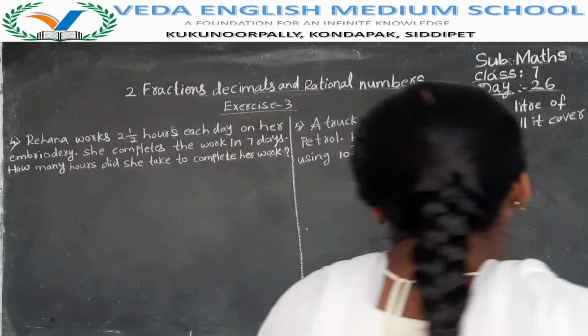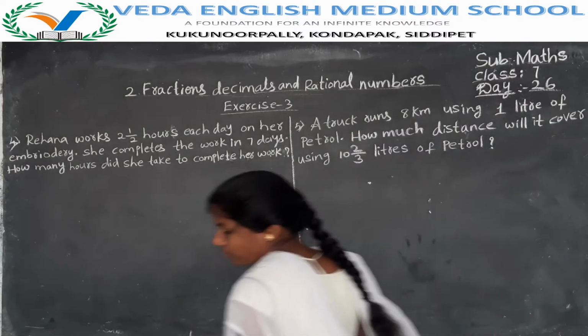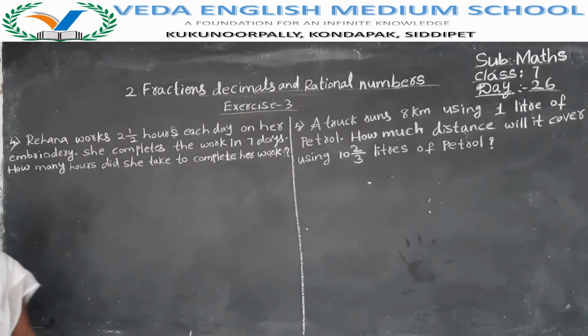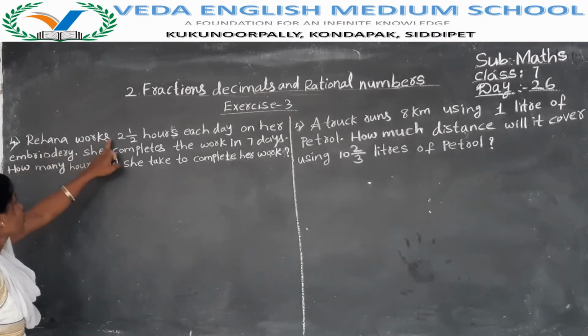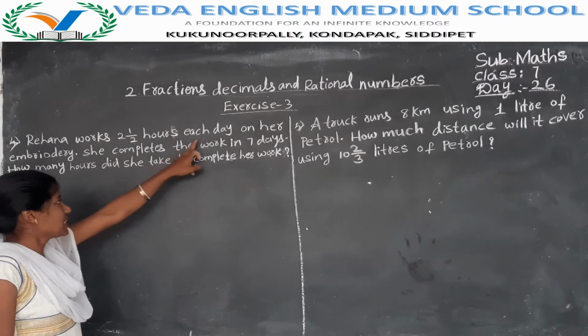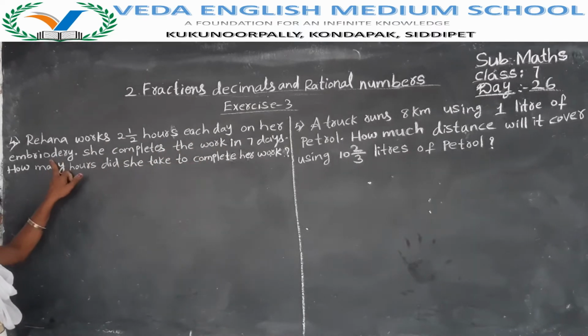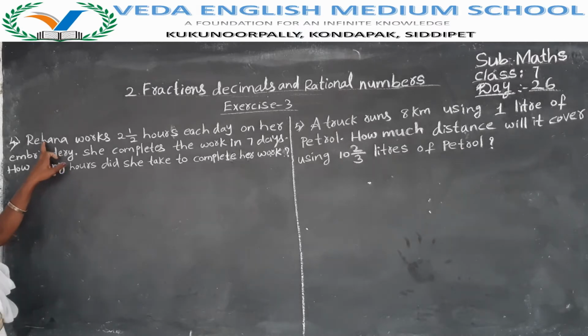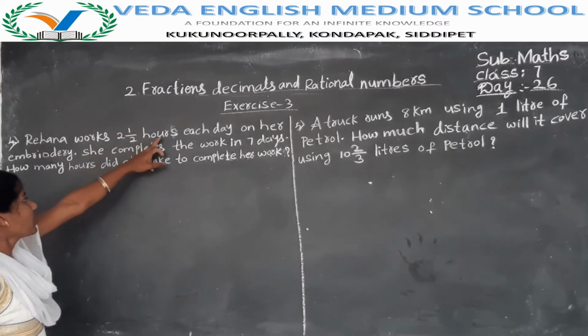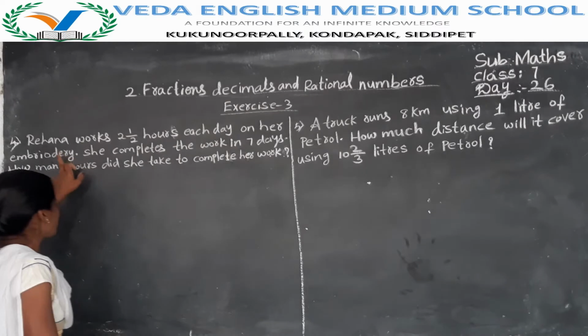Now the fourth bit is a word problem. I have written the fourth word problem on the board. Now look at the board, everyone. The fourth question is: Rehana works 2 1 by 2 hours each day on her embroidery. Embroidery means stitching, like stitching.